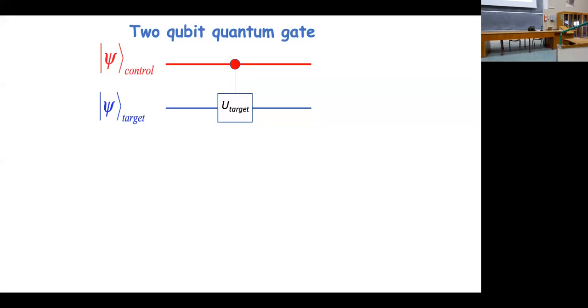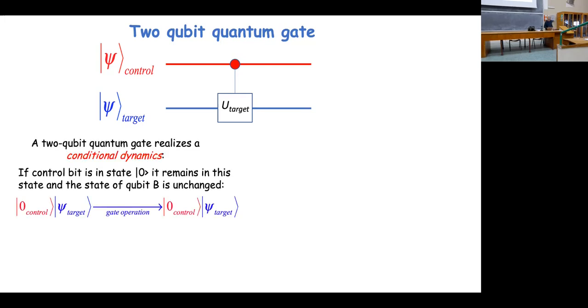And I have represented this here, this kind of sketch. You see here in red, the upper line describes the evolution of the control. This is the state of the system at the input. The target is here in blue, this is this line. And you see what happens will be expressed by what I call the conditional dynamics.